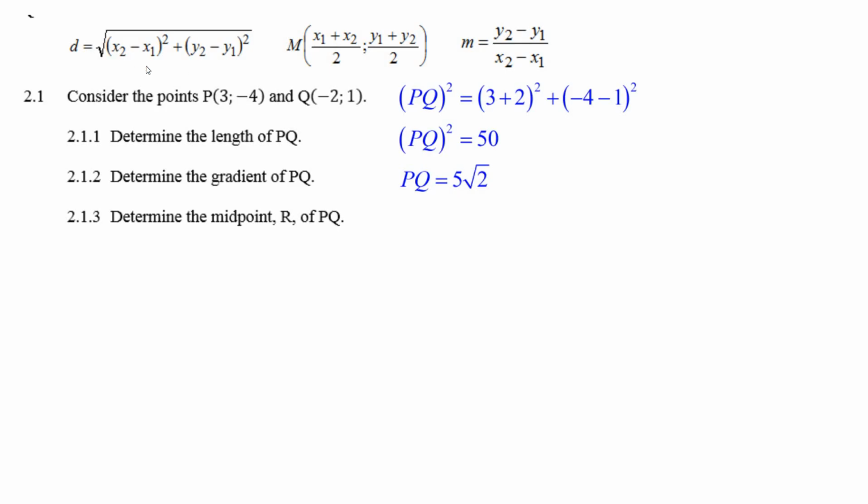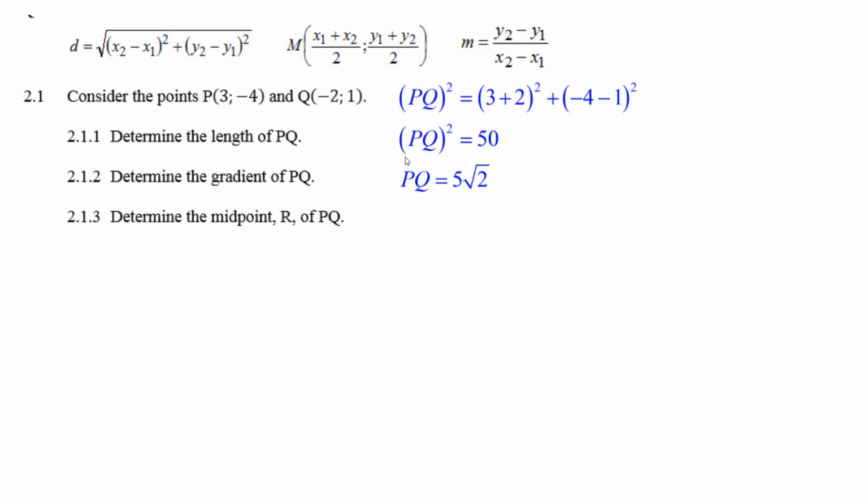So then I do it. I just do what it says here. 3 minus minus 2, that's 3 plus 2. And then I subtract the y's. Minus 4 minus 1. Okay, so that's 5 squared. That's minus 5 squared. Together, 25 and 25 make 50. I go root 50, and my calculator will tell me, I take the square root of both sides, that the distance PQ is 5 root 2. You could write it as a decimal. I like to write it as a surd. That makes it easier for other questions.